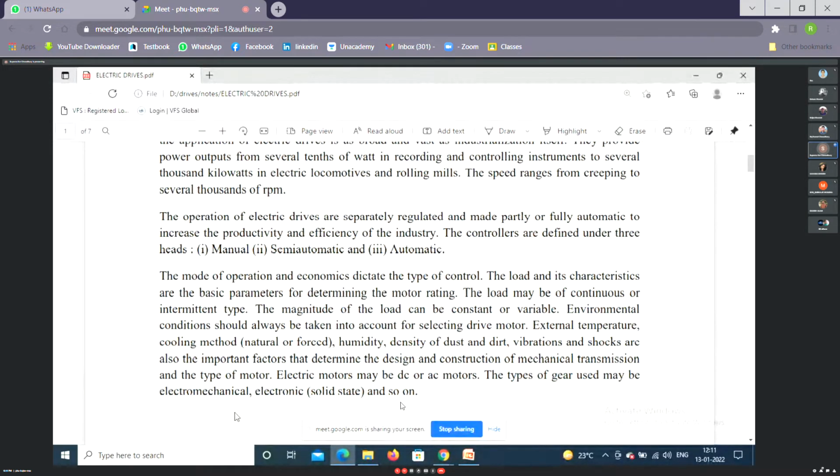The mode of operation and economics dictate the type of control which will be applied. The load and its characteristics are basic parameters for determining the motor rating. The load may be of continuous or intermittent type. The magnitude of the load can be constant or variable.